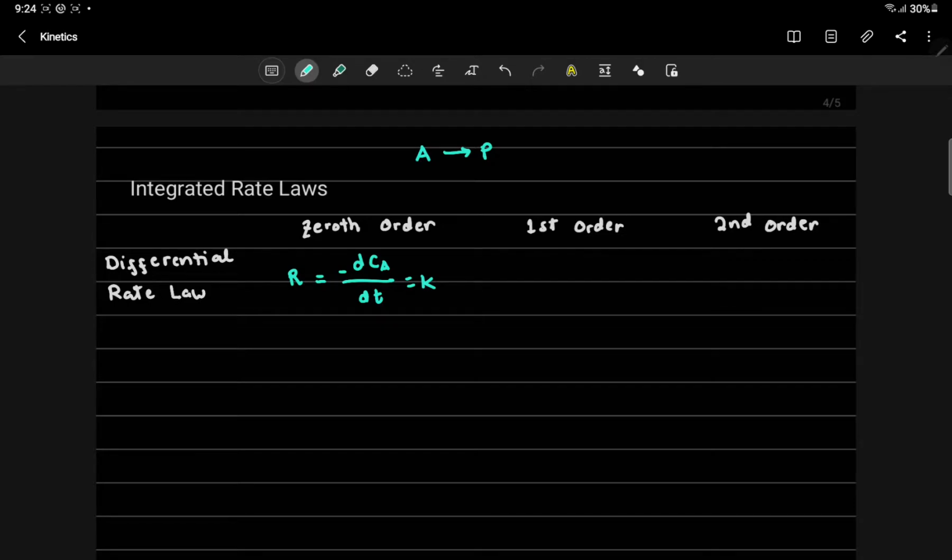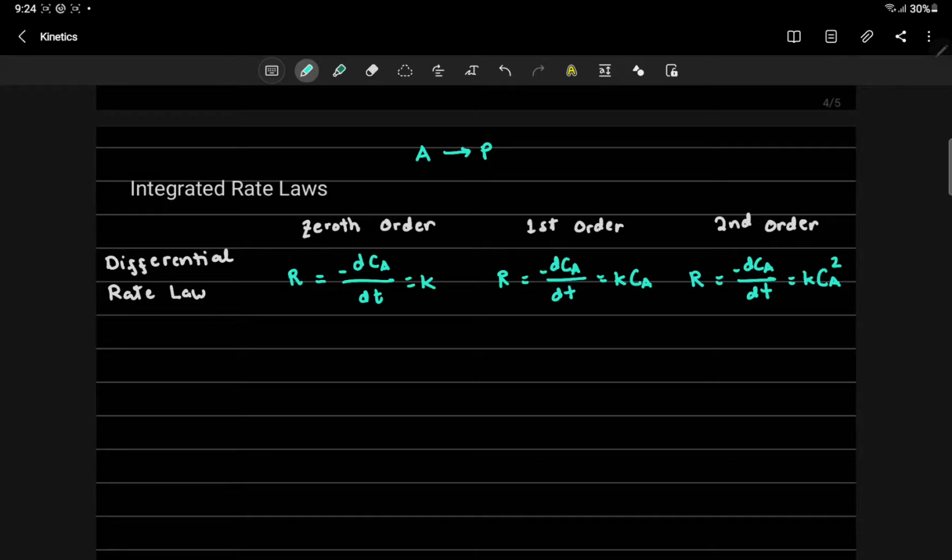Now, if we have a first order reaction, the rate will be equal to, again, the change in concentration of A with respect to t, but this time, it's k times the concentration of A. And finally, if we have the case for a second order reaction, it's again the change in the concentration of A with respect to t, and this is now equal to k times the concentration of A squared. Kasi nga, second order yung reaction natin.